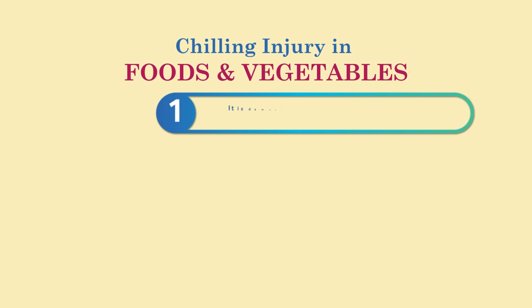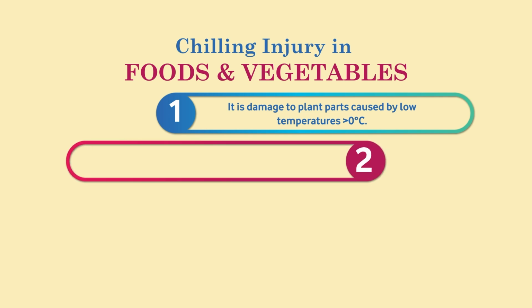Chilling injury is important, so I am highlighting it here in detail. Chilling injury is damage to the plant part which is caused by a low temperature in the chilling zone. That means in the refrigerator or cold storage kind of zone, so it is above 0 degree centigrade. And this is more prominent for tropical and subtropical fruits, of which we have many with us. Those commodities are more susceptible.